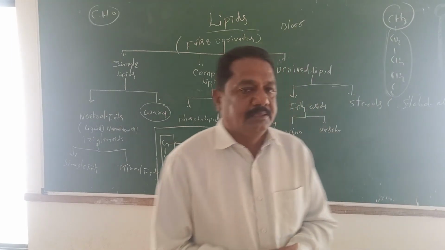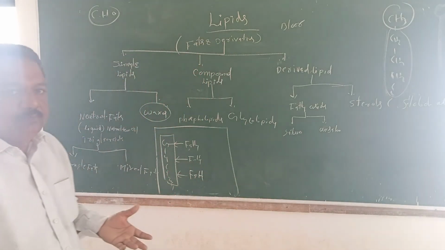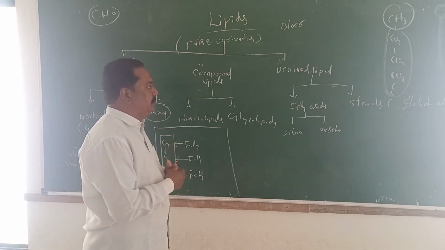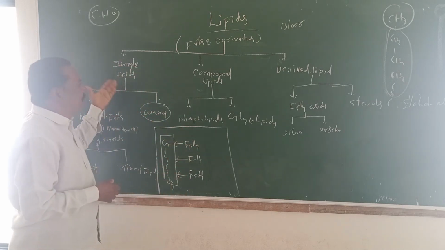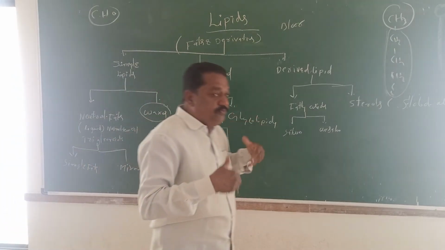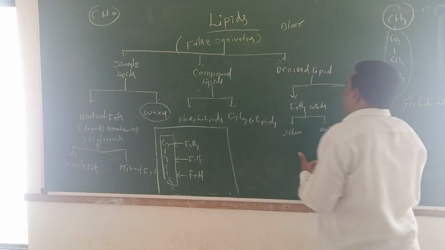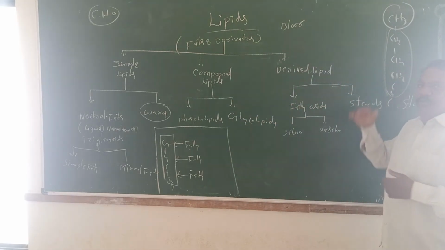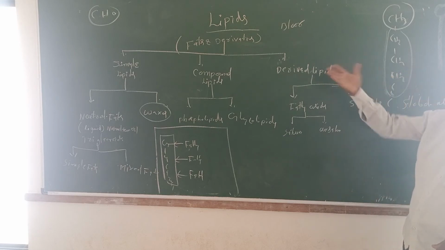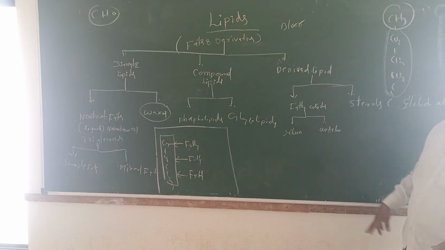So now, derived lipids. When fatty acid metabolism or lipid metabolism takes place, we have the main lipids: simple lipids and compound lipids. All the sub-lipids formed during the metabolism of simple or compound lipids are called derived lipids. Derived means developed, formed. How are they formed? Through the breakdown of simple lipids or compound lipids. They are further classified into two main groups: fatty acids and sterols.